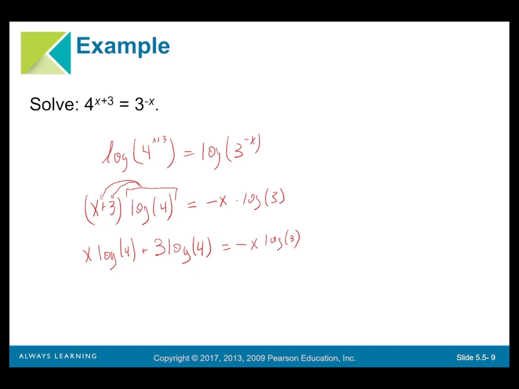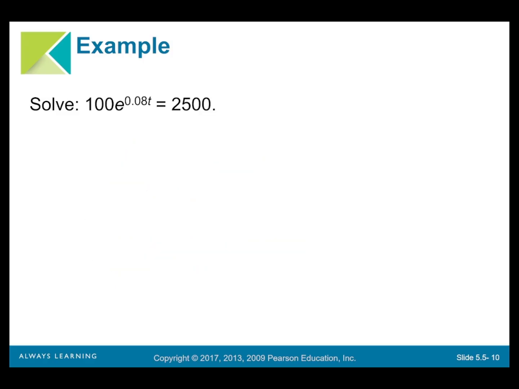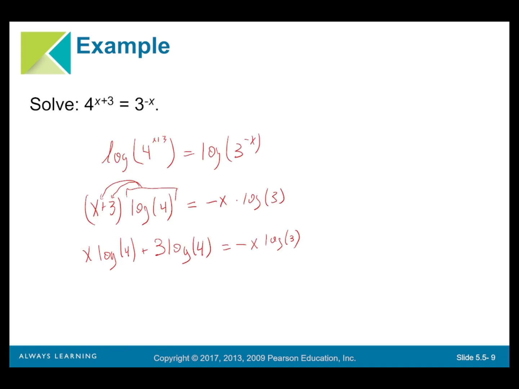So now our goal is to have all x terms on one side, non-x's on the other. So I'm actually going to subtract my x log of 4 to the right-hand side. And we have 3 log of 4 equals negative x log of 3 minus x log of 4. I've subtracted that x log of 4 to the right-hand side. Well, now I can factor out an x on the right-hand side. So 3 log of 4 doesn't change. And I can take an x out, and I have minus log of 3 minus log of 4.